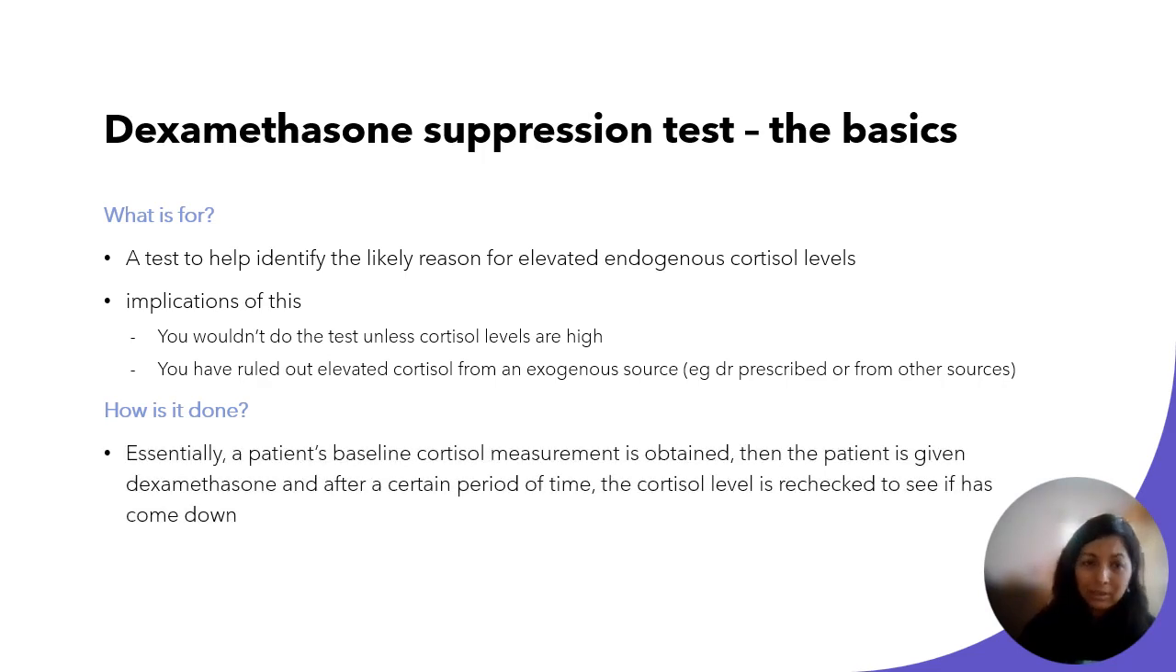Okay, back to the dexamethasone suppression test. How is it done? Basically, you need to take your patient's baseline cortisol so you know that it is high. And once you have that baseline measurement, you give the patient your dexamethasone. Usually it's given orally, but there are variants to the test. And after a certain defined period of time that the dexamethasone has had to work, you will recheck the cortisol level and see if giving dexamethasone was able to suppress that high cortisol level. Okay, so basically that's how it works.